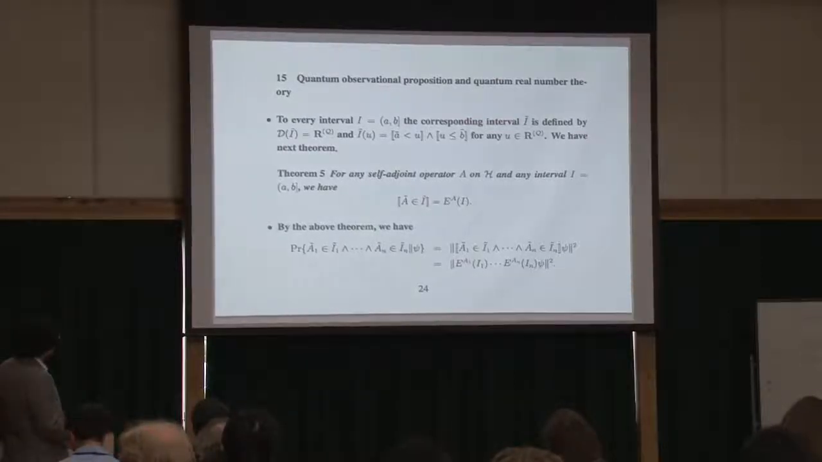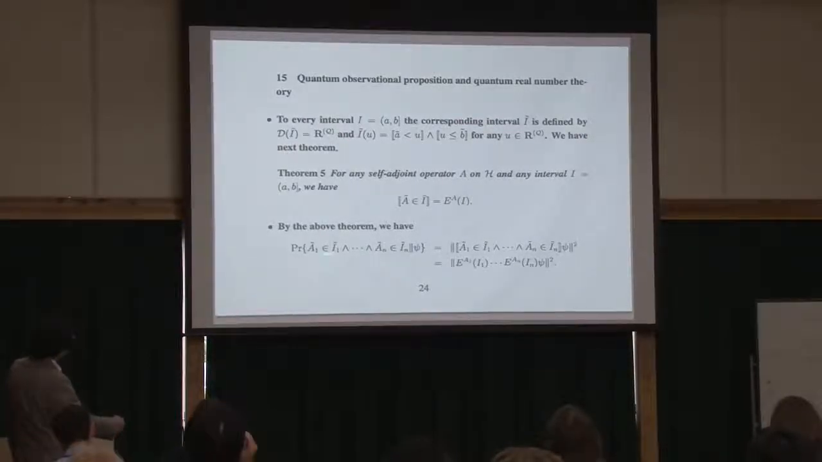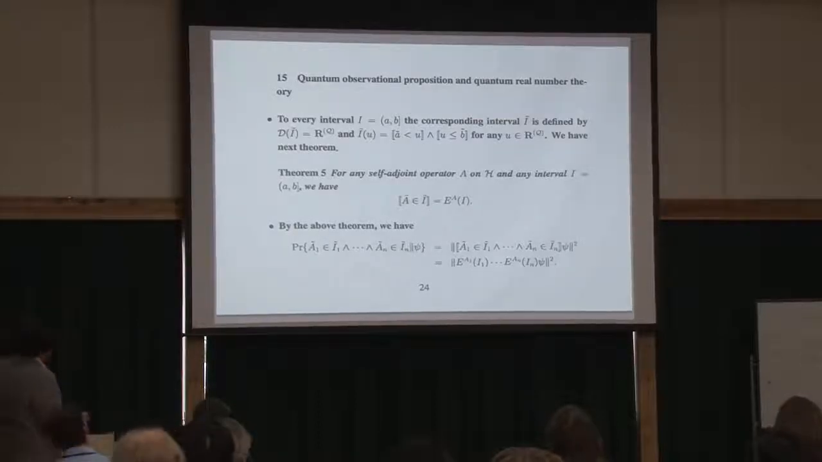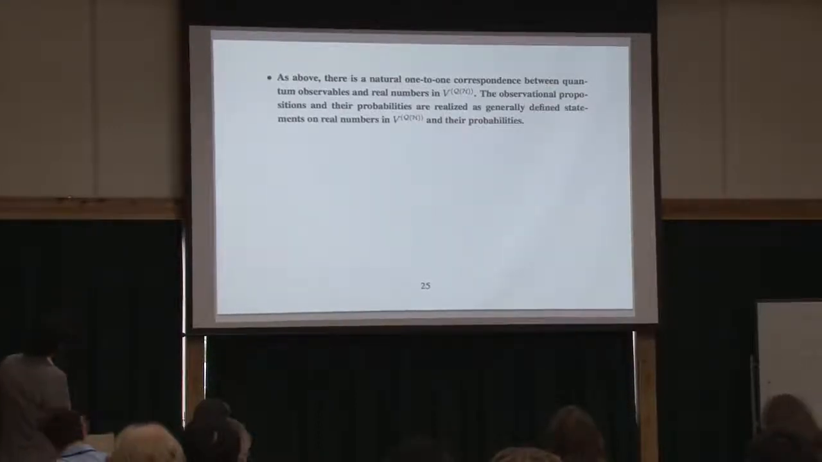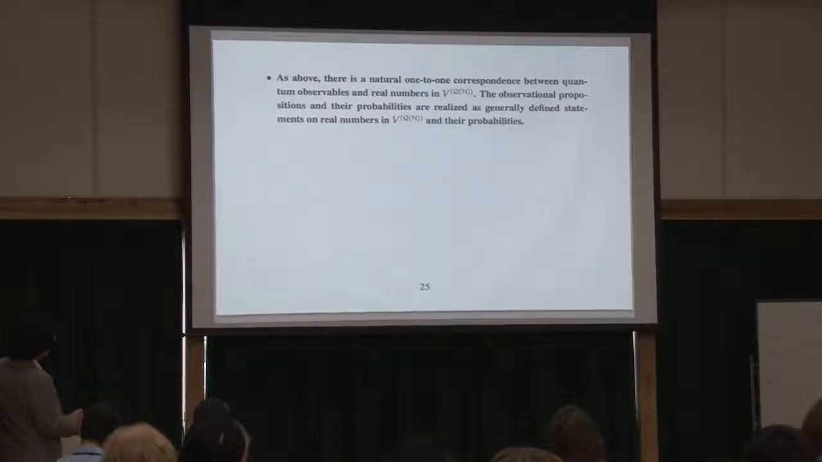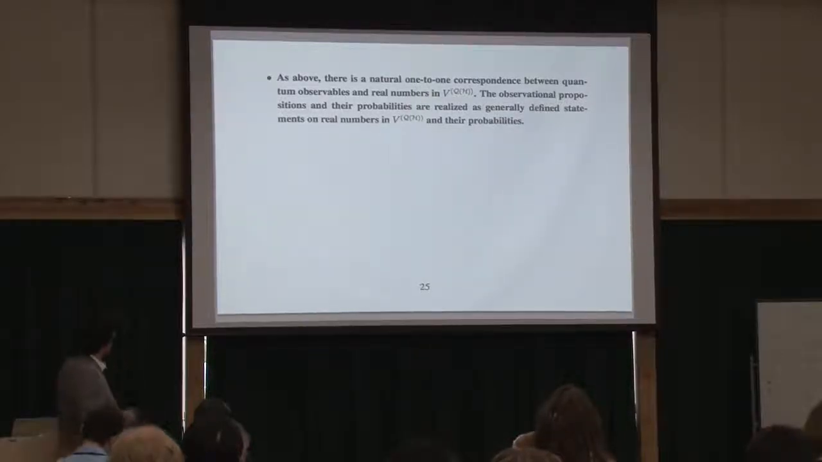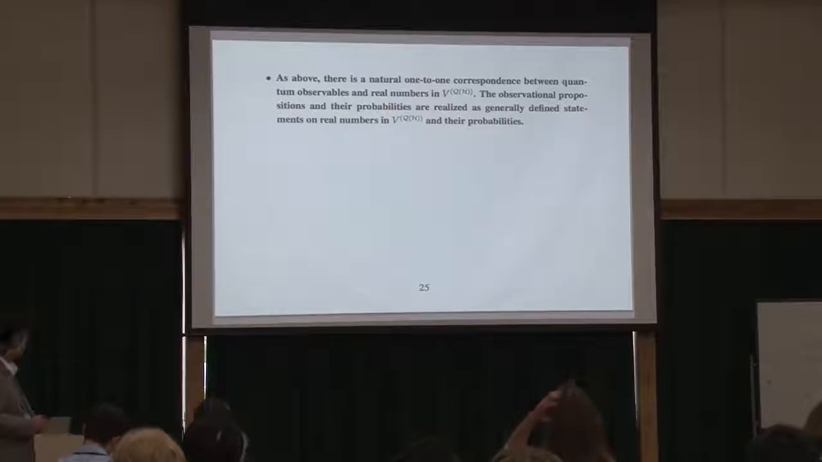And the truth value of this set theoretical formula is equal to the spectral projection of the self-adjoint operator A corresponding to the original interval. By this theorem, we can reconstruct the Born formula also from the set theoretical interpretation. So, as above, there is a natural one-to-one correspondence between quantum observables and real numbers in quantum set theory. The observational propositions and their properties are realized as generally defined statements on real numbers in the quantum set theoretical model and their probability.